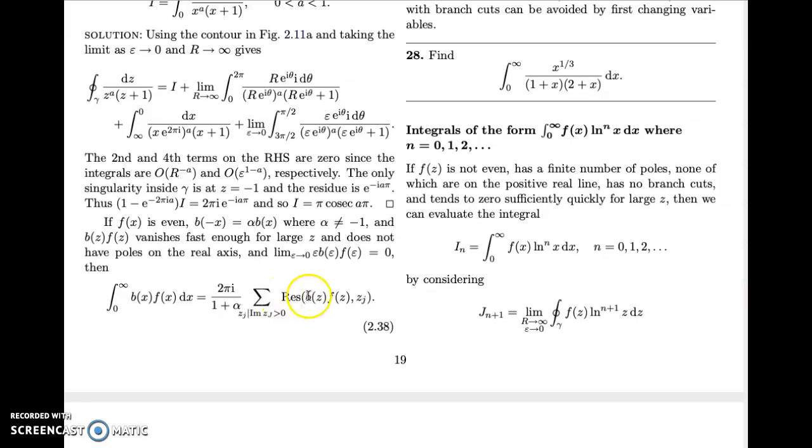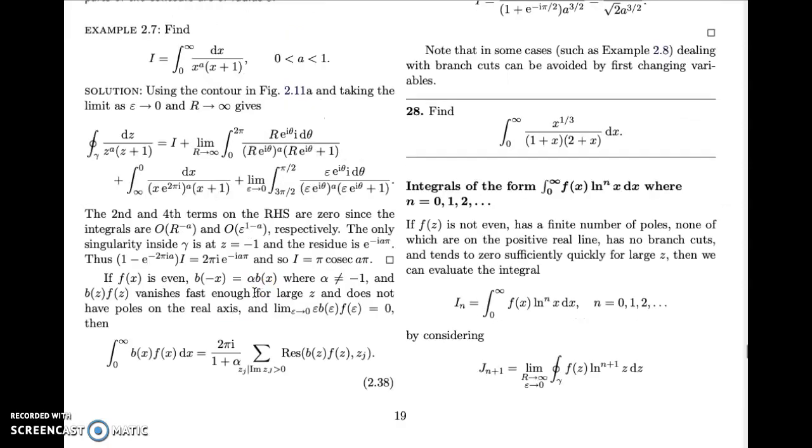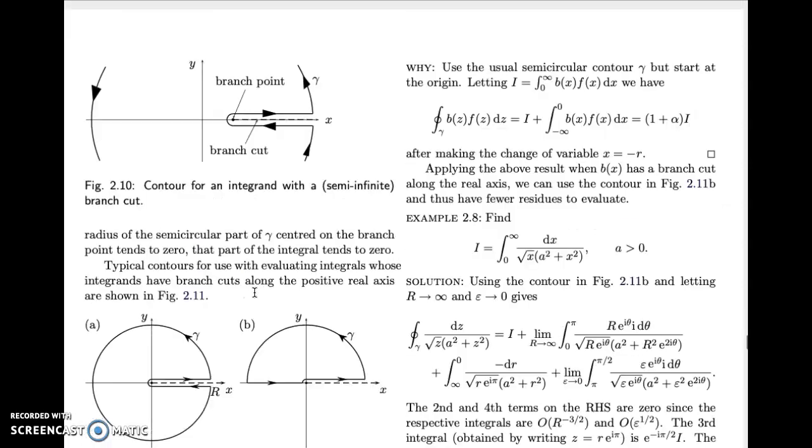It's easy to obtain the answer to this integral if you just remember what kind of contour to use and use the usual methods. Okay, so we're going to use this semicircular contour and let the integral we want, we'll call that I, so that's from 0 to infinity of b times f.